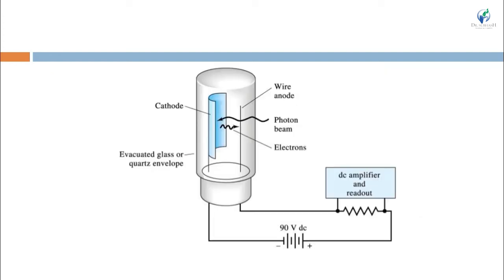First is the construction of the phototube or photoemissive tube. It is made up of evacuated glass. In that glass, a metal surface which is half cylindrical in shape acts as a cathode. Then a wire ring acts as an anode. Here is the metal which acts as a cathode and here is the wire which acts as an anode.